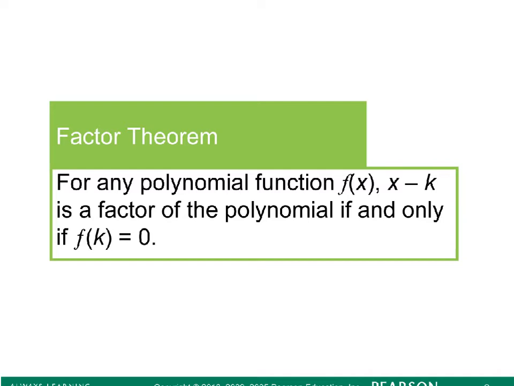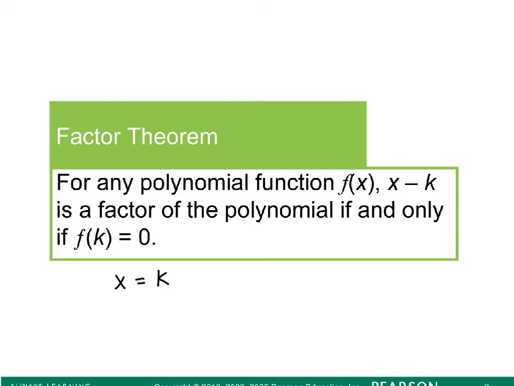Well, what we can take from this is kind of what we did in the last section with testing for potential zeros. Whenever we test for potential zeros, we're trying to figure out if our k value, well, we're given x equals k, we're trying to figure out if that value is a 0 of our polynomial. And this factor theorem is pretty much the same thing.